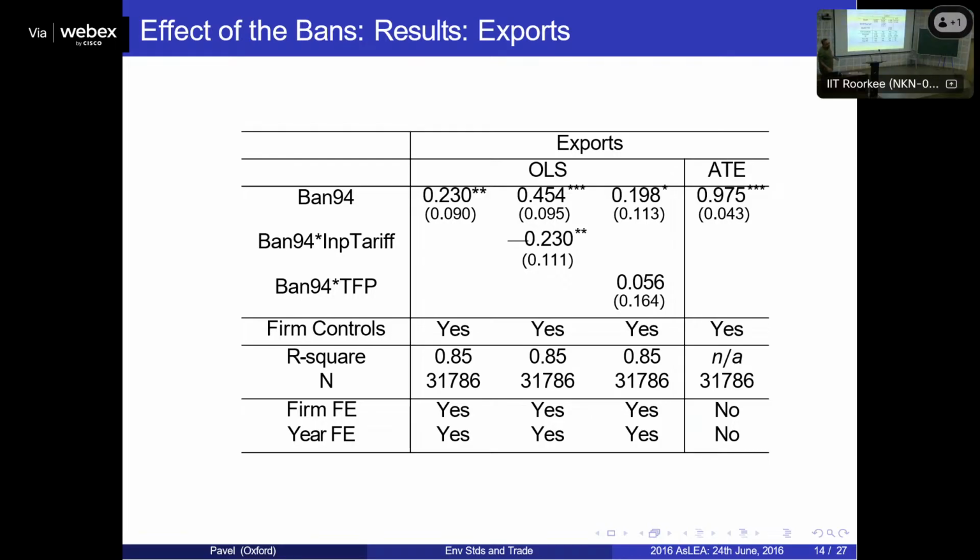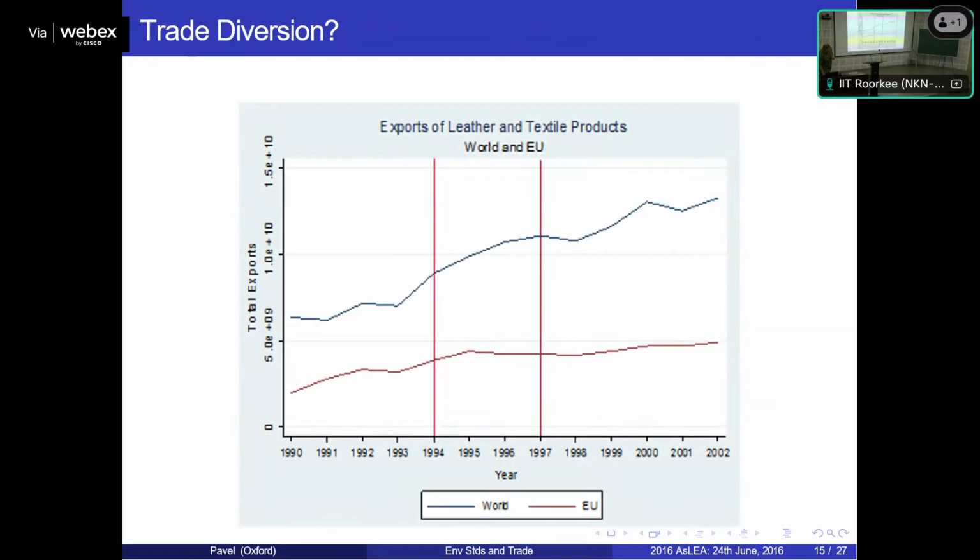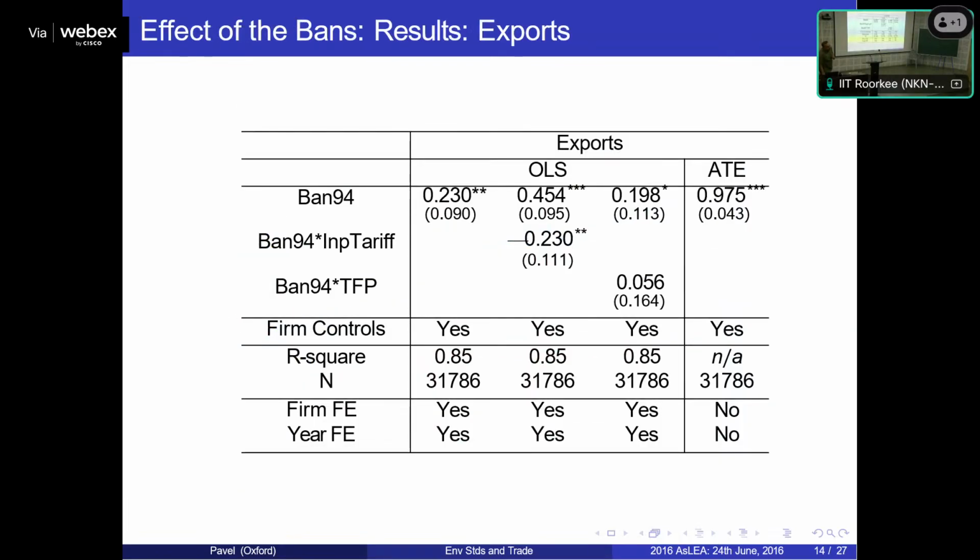So what firm controls are you taking? Here, age, age square, and size. And what about chemicals, what was left behind? Chemicals were left out. No chemicals were used because there are input-output linkages.